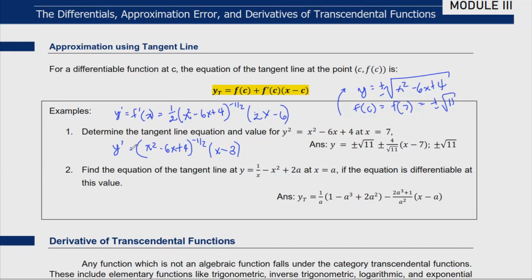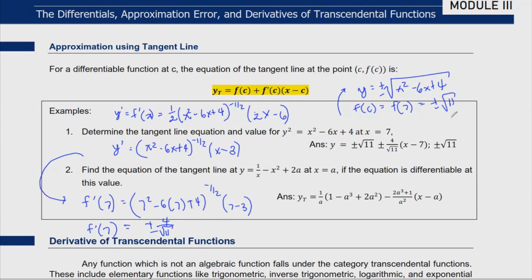So this is basically the derivative of our y, and then we need to substitute 7 into this derivative. If we do that, then we have f prime of 7 equal to 7 squared minus 6 times 7 plus 4, raised to negative 1/2, times 7 minus 3. We know for a fact that this is 11, so if we take 1 over the square root of that, we know that f prime of 7 is actually equal to 4 over the square root of 11. That's positive or negative. Okay, so this is our value for f prime of c.